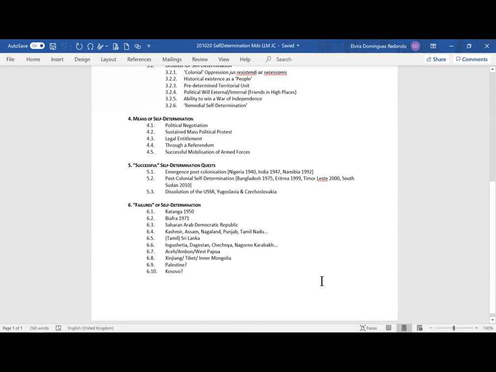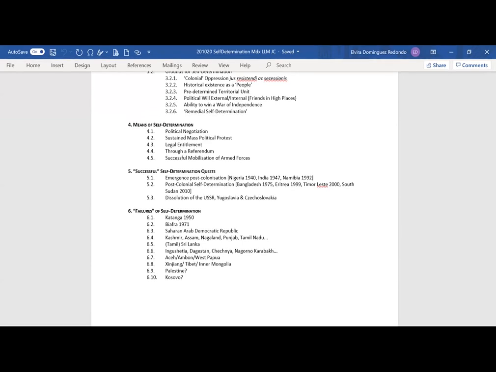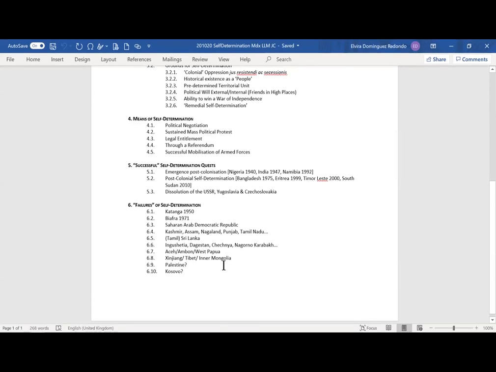And that's 4.4. So political negotiations are the processes that may or may not lead to a referendum. A referendum is the actual process by which that self-determination is achieved. Timor-Leste is another example, similar types of processes. Sometimes you have sustained mass political process, the independence movements, for instance, against British rule, the Indian independence movement led by Gandhi, sustained mass political process that somehow leads to the creation of a separate state.